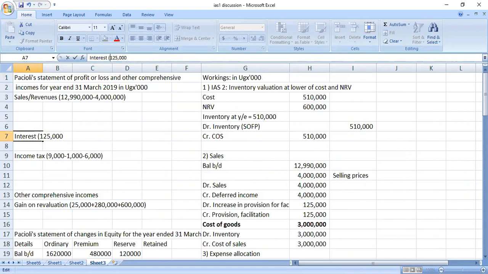Okay, so interest paid was how much? Let me see the question. Interest paid is 150,000. Okay. So we are moving well, I think. Then I'll get back to the question again.